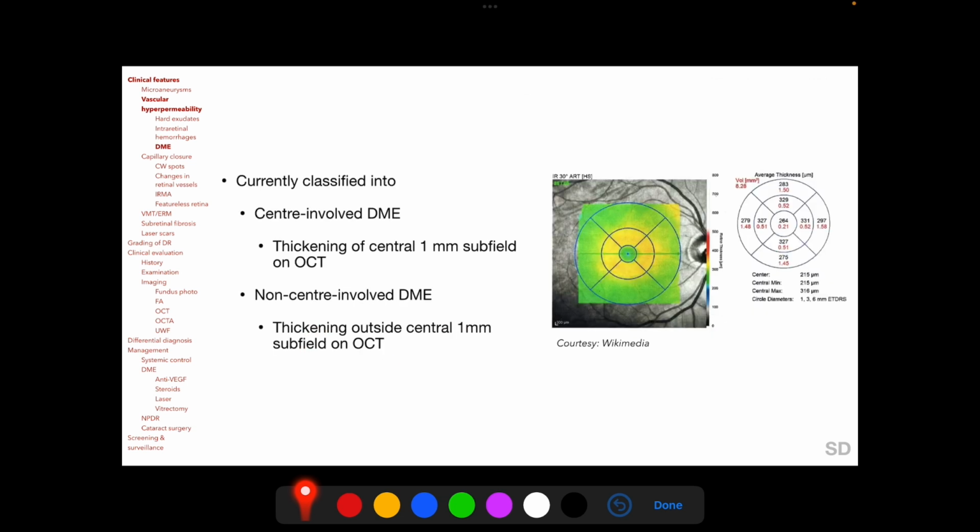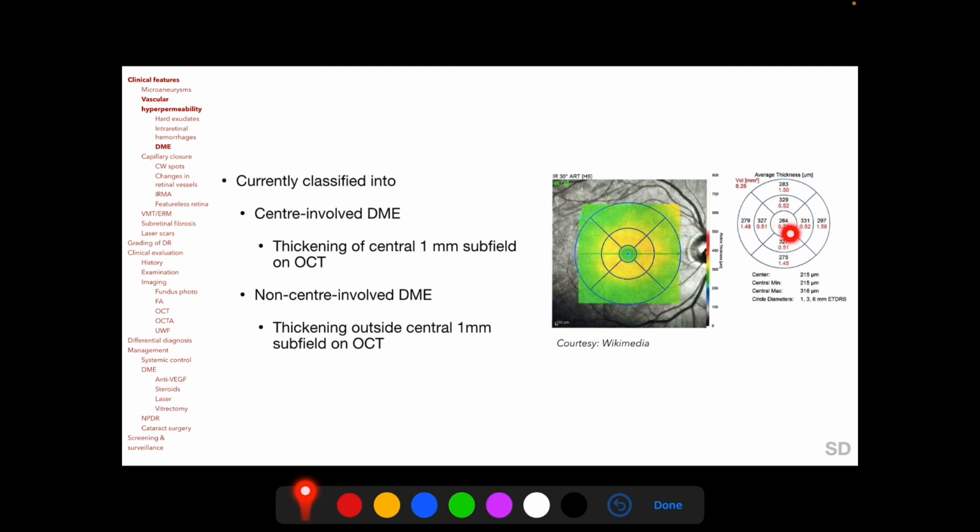Following the advent of OCT and anti-VEGF injections in the management of diabetic macular edema, it is classified into center-involved diabetic macular edema and non-center-involved diabetic macular edema. Center-involved diabetic macular edema is defined as thickening of the central 1 mm subfield on OCT.